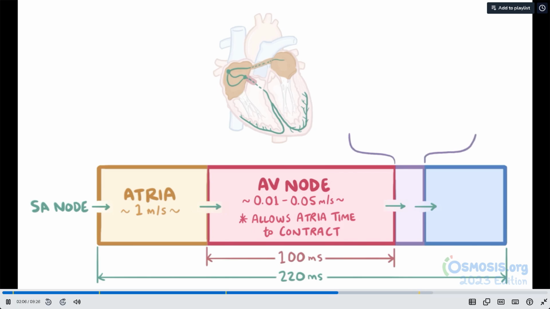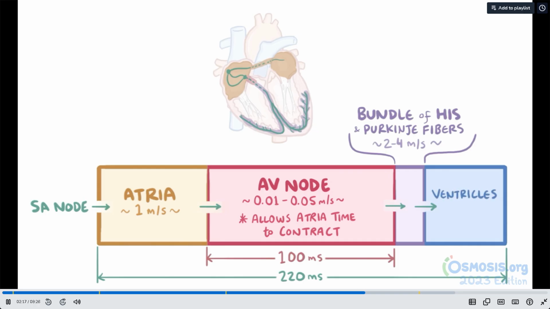After that, the conduction velocity in the bundle of His and Purkinje fibers of the ventricles goes back up to 2 to 4 meters per second, which is the fastest in the heart. That allows the ventricles to contract all at once in a really coordinated way, so that the blood gets pushed out rather than sloshing from one part of the ventricle to the other. The depolarization wave therefore starts at roughly the same time throughout the ventricles, and then goes a little bit slower, about 1 meter per second, through the ventricular myocytes.